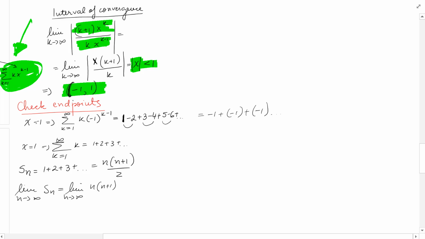At x equals 1, if we plug in x equals 1 here, we're going to get the sum as k equals 1 to infinity of k, and it's 1 plus 2 plus 3 and so on. Now the nth partial sum s sub n is 1 plus 2 plus 3 and so on, plus n, which is n times n plus 1 over 2. And if we calculate the limit, we actually get infinity, which means it diverges at 1 as well. So the final interval of convergence for our problem is negative 1, 1.